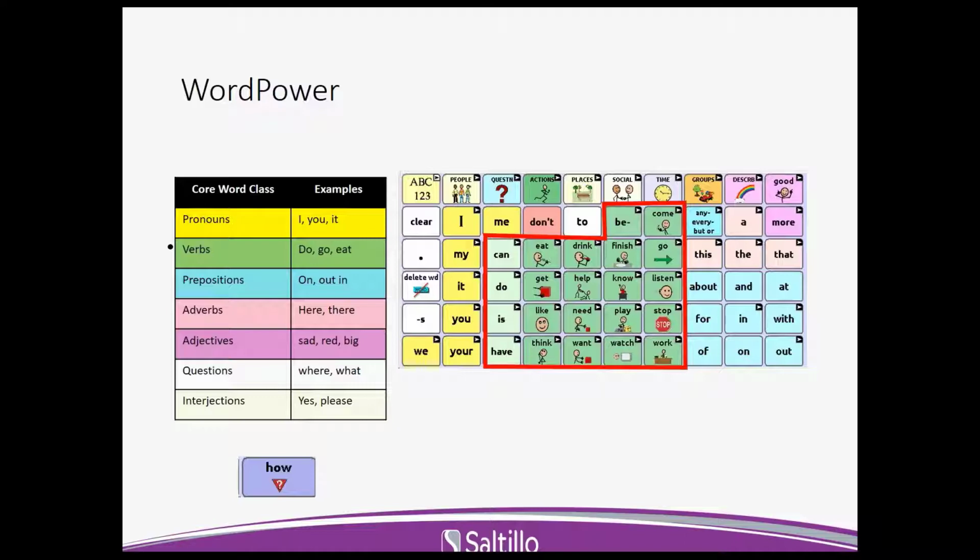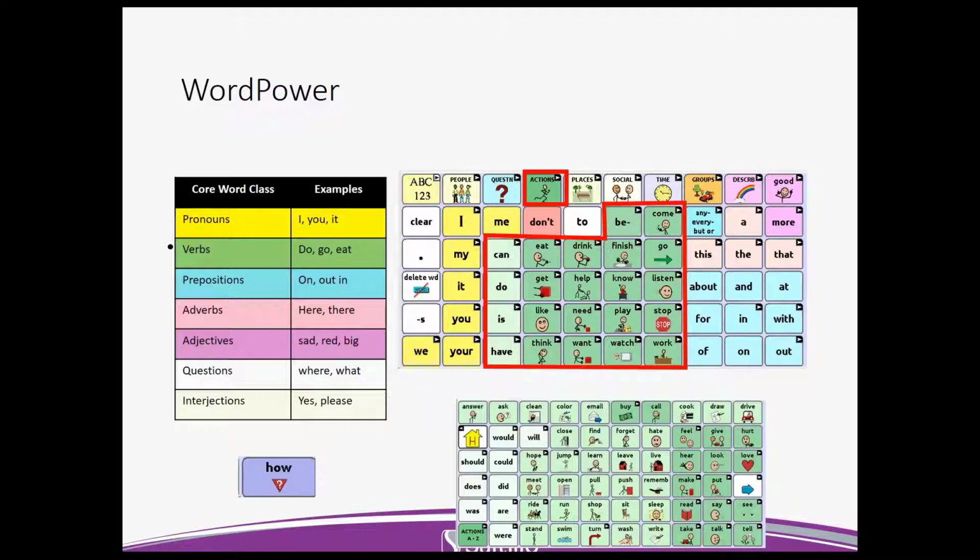Next, we have green, which is action words or verbs like do, go, and eat. I also have an actions page that will take me to a variety of more action words available.